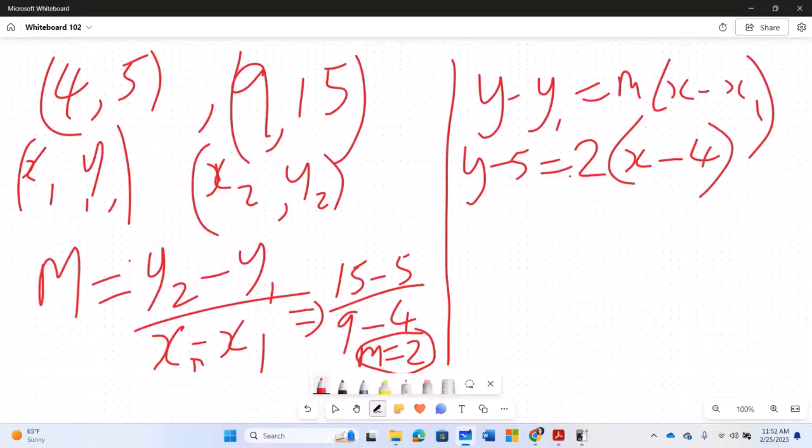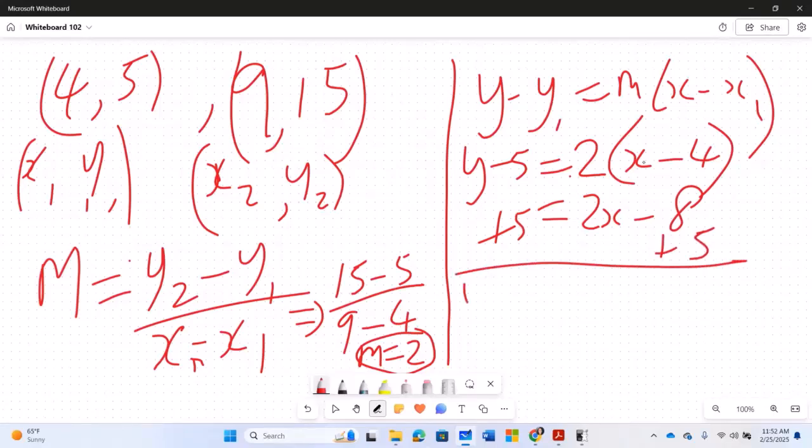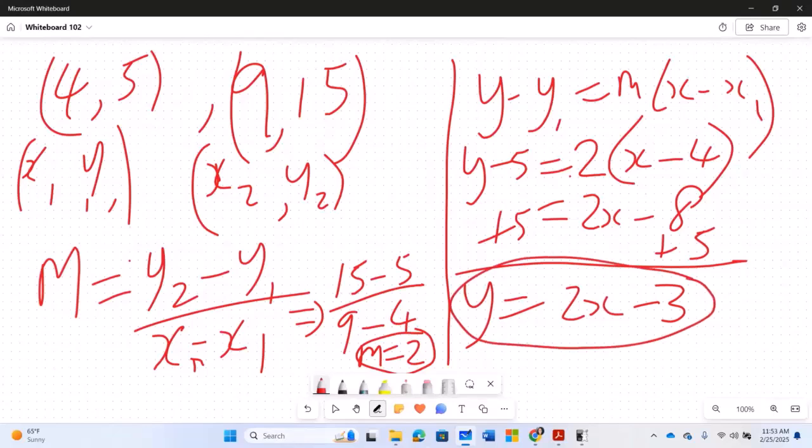Okay, we distribute 2 on the right-hand side, so we have 2x minus 8. We add 5 on both sides. So the equation is 2x minus 3. So this is the equation.